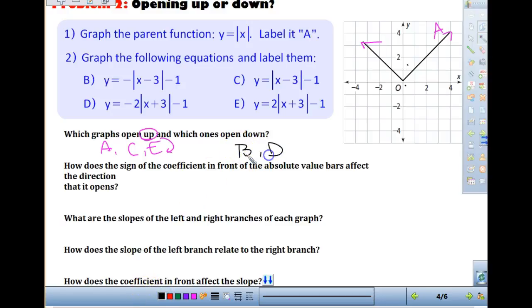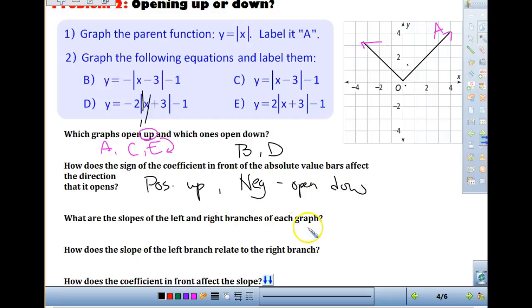What helped you decide, Jacob, which ones went up? If there's not a negative before the absolute value. We had to make sure out in front if it has that negative, because B and D have the negative. It says, how does the sign of the coefficient of the absolute value affect the direction that it opens? Positive opens up. Negative out in front, it's going to open down.